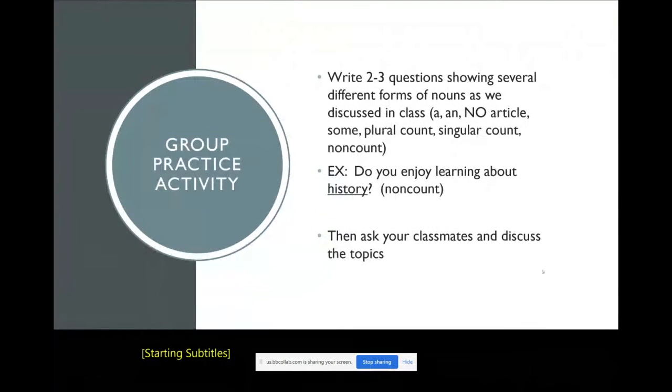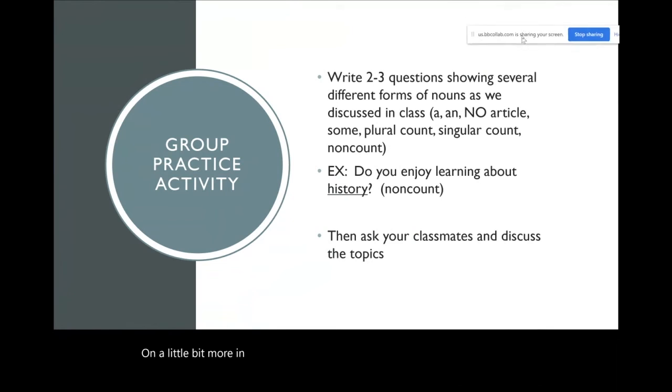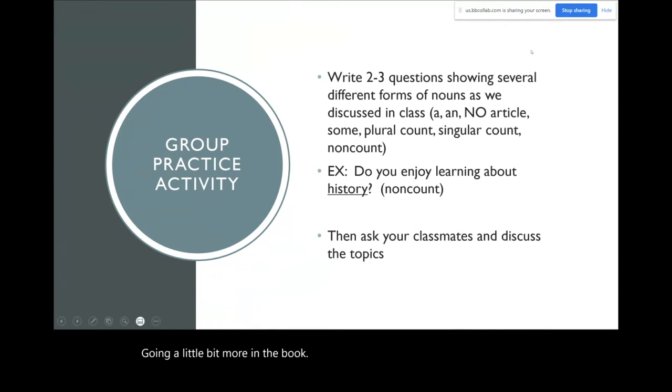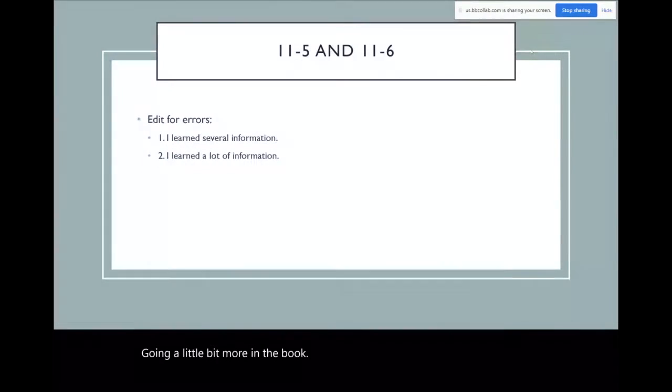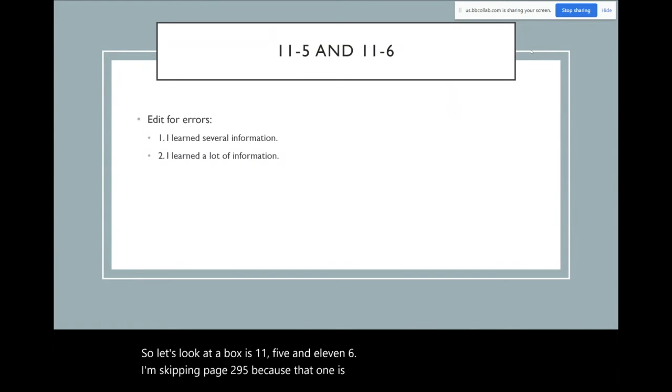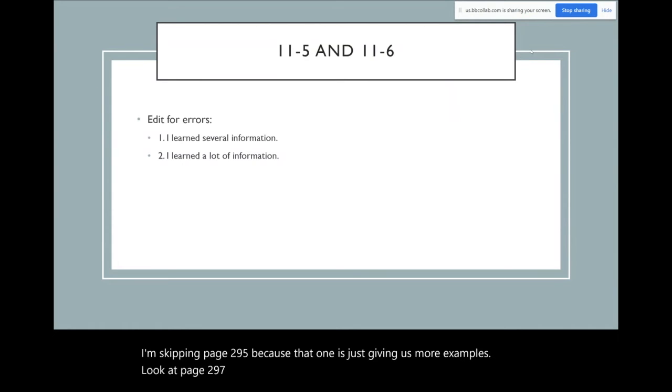And we're going to continue on a little bit more in the book. So look at boxes 11.5 and 11.6. I'm skipping page 295 because that one is just giving us more examples. Look at page 297 and let's talk about using some of these quantifiers. Now, when you think of quantifier, I want you to think of quantity. Quantity means how much or how many of something.